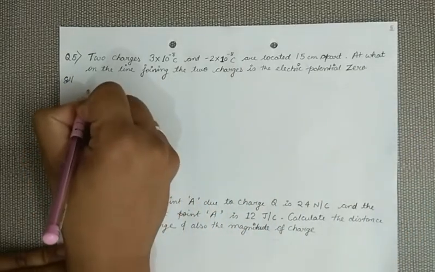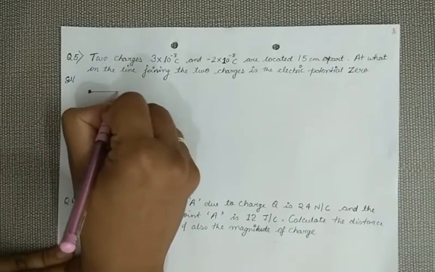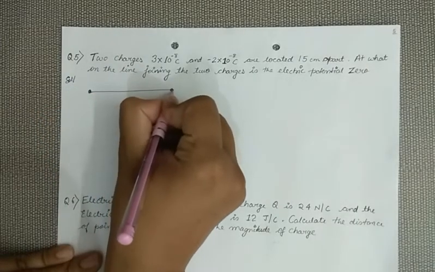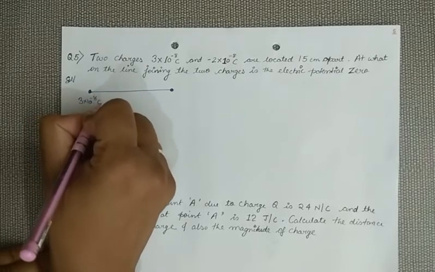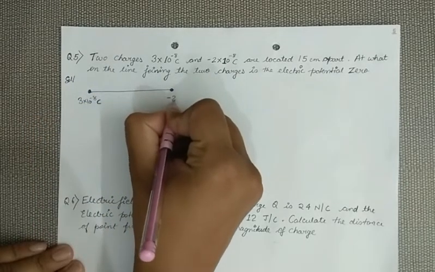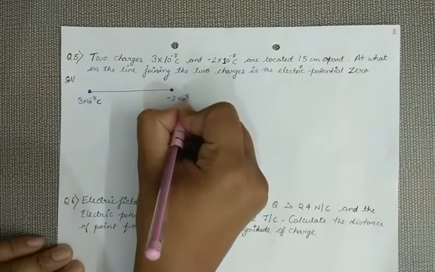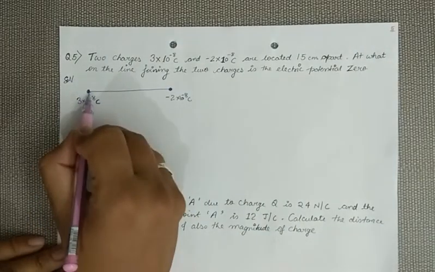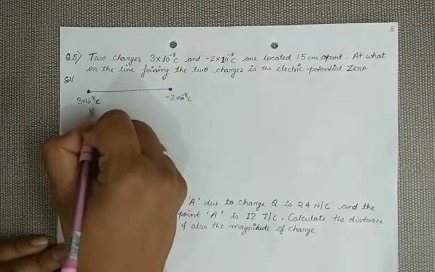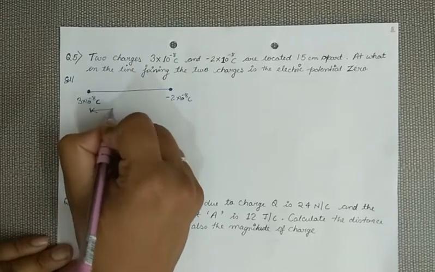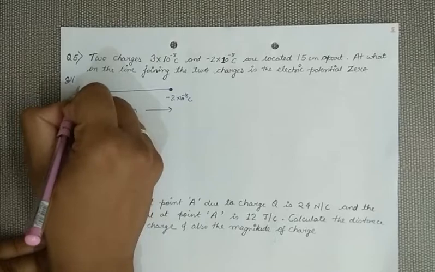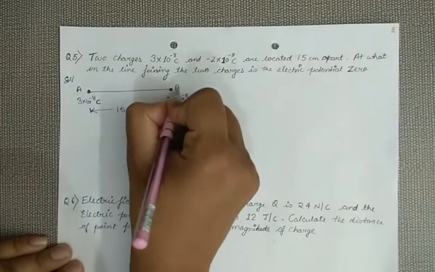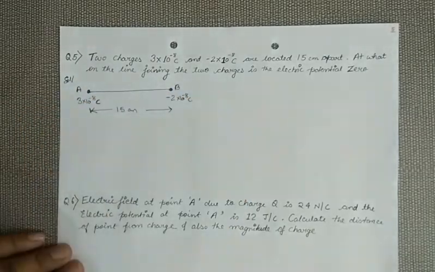Now suppose these are the two charges. Your first charge is 3 into 10 to the power minus 8 coulomb, and your second charge is minus 2 into 10 to the power minus 8 coulomb. And this is the line joining the two charges, such that the distance between them is 15 centimeter. Now I have to find a point on this line where the potential is 0.